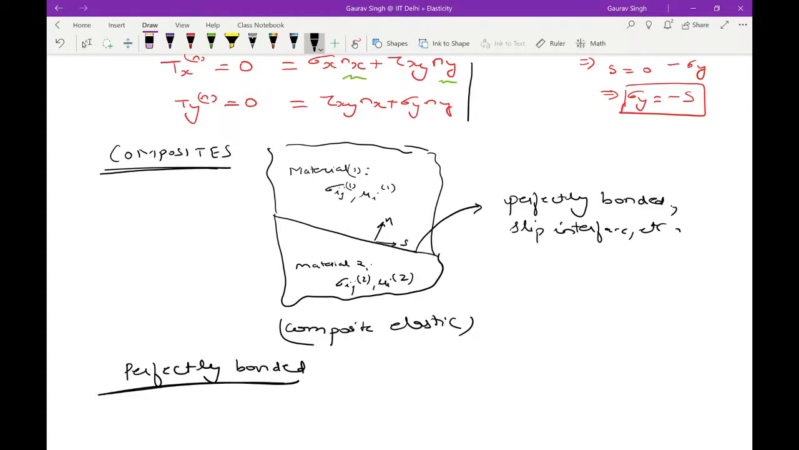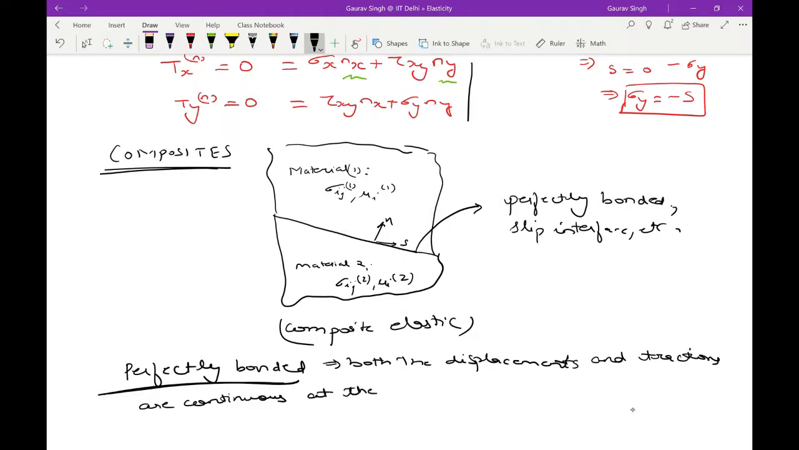But when we say something is perfectly bonded, it implies that both the displacement and tractions are continuous at the interface.